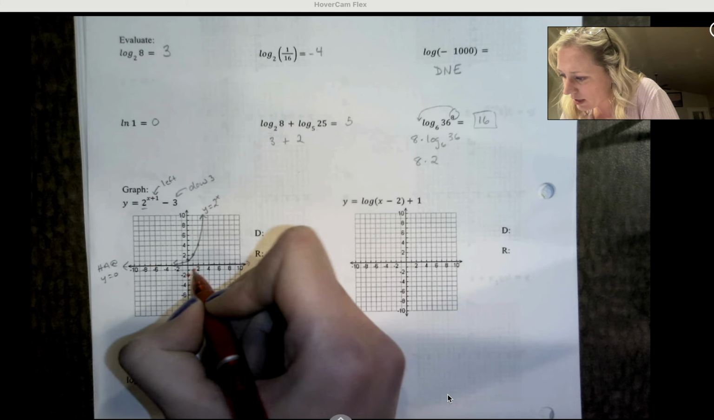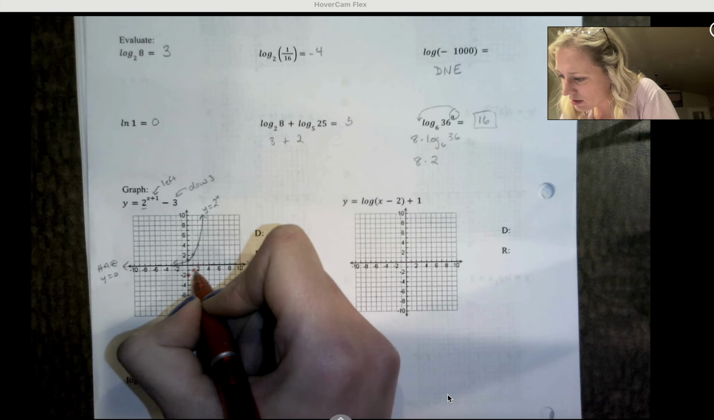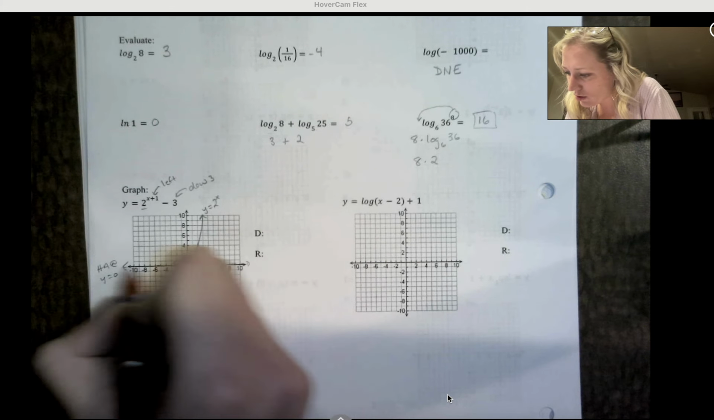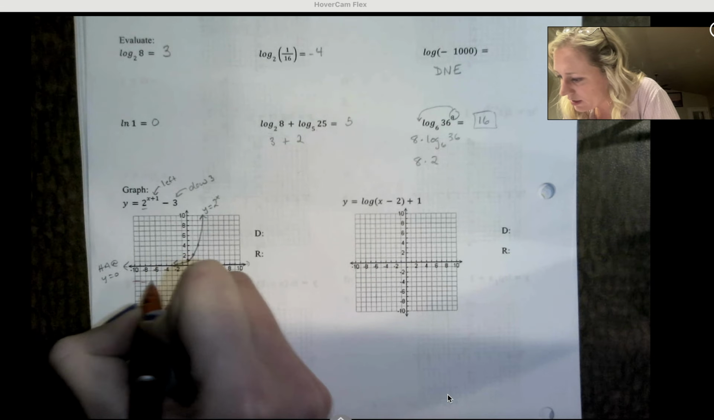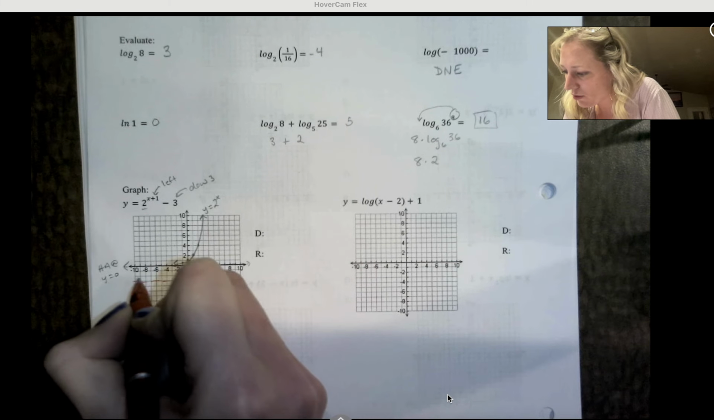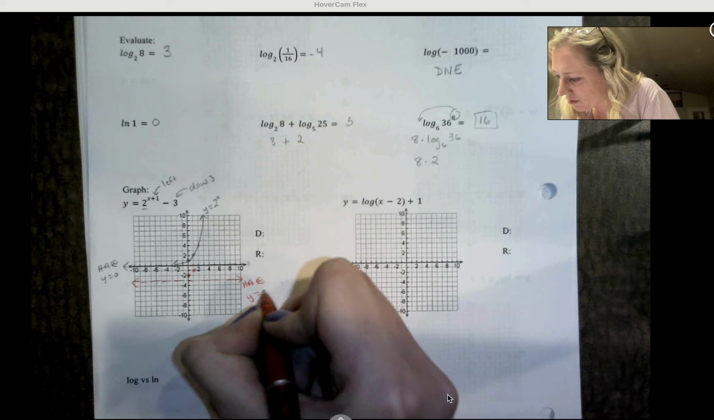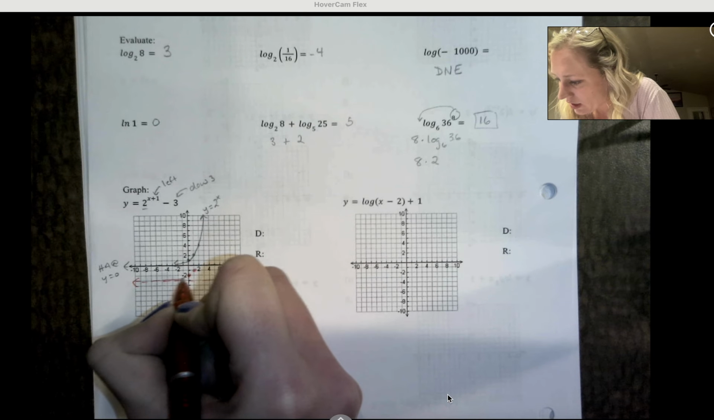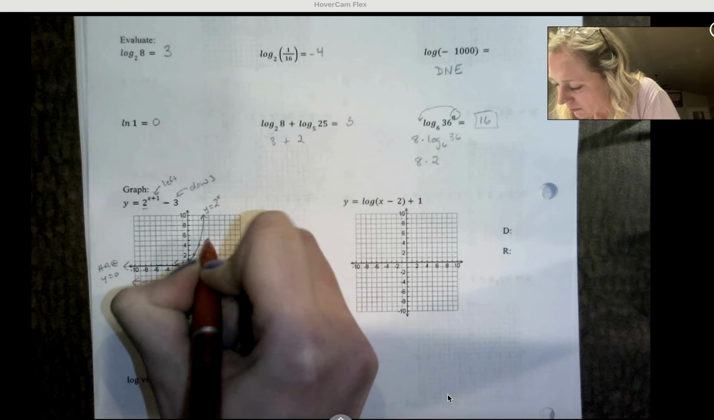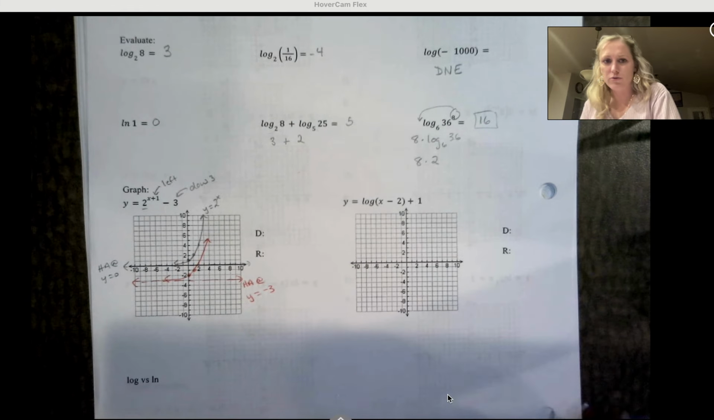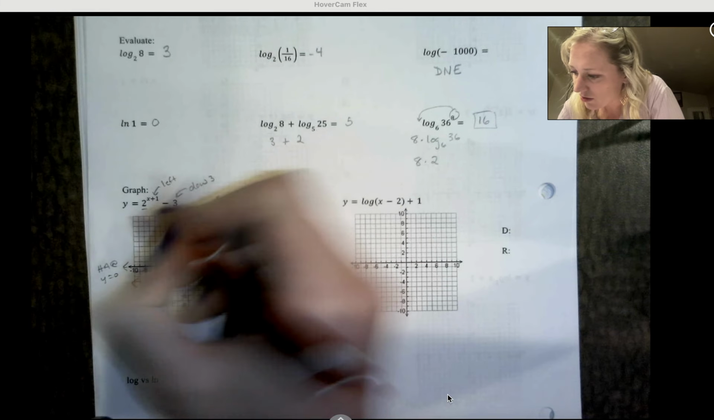And then my asymptote of 0 also moves down 3. So I have a new horizontal asymptote at y equals negative 3. And then I'm just going to connect and get that same shape. Okay, so the red would be this graph.